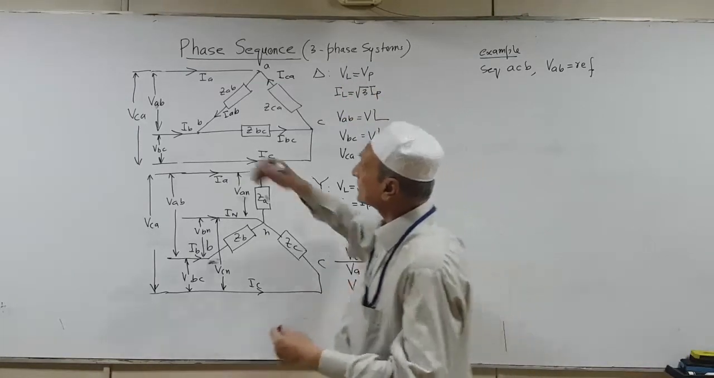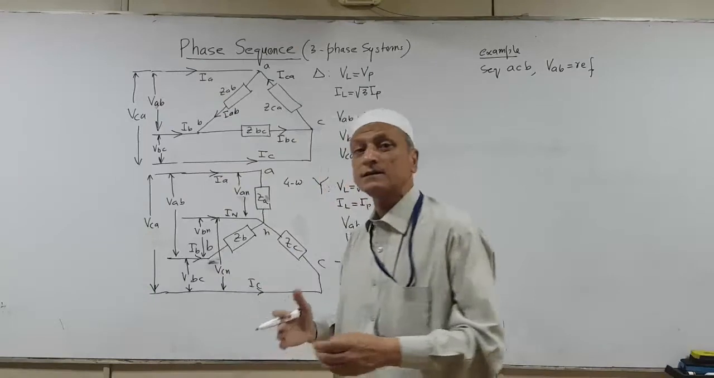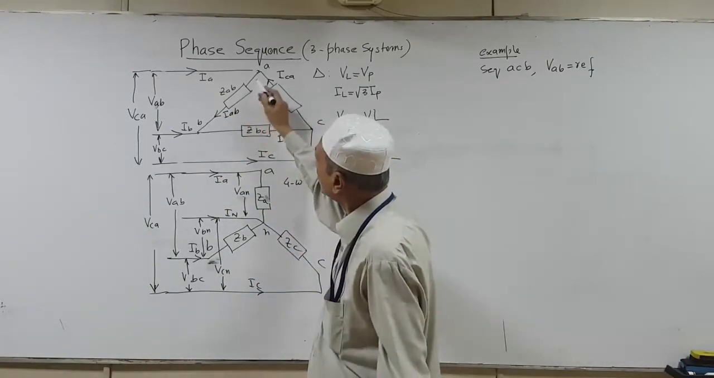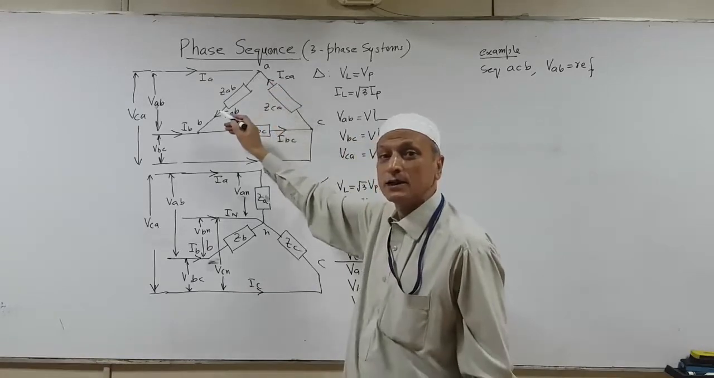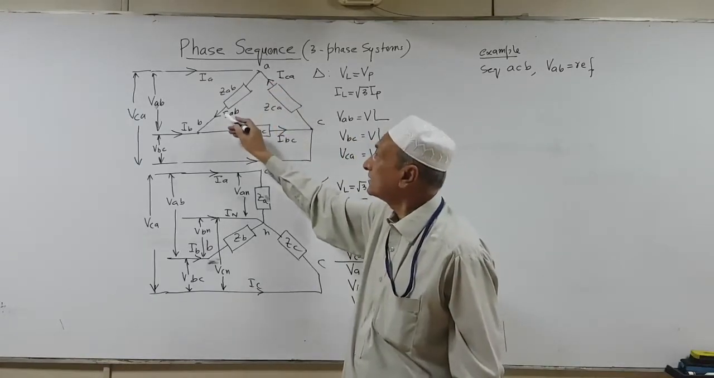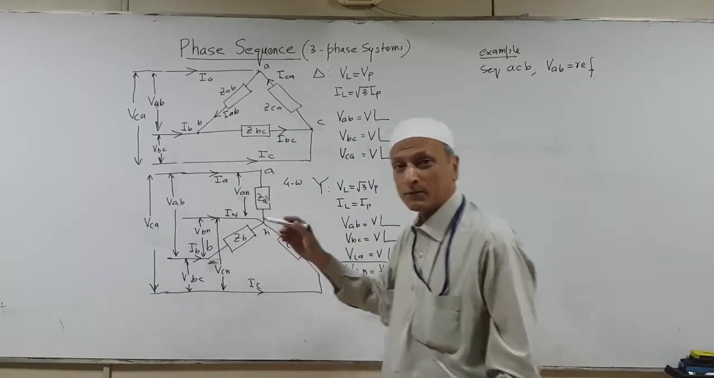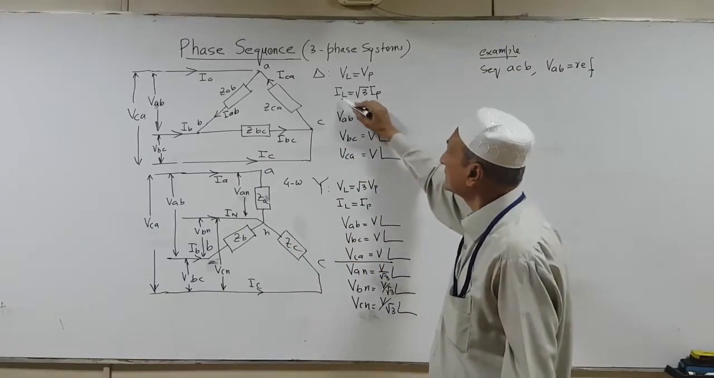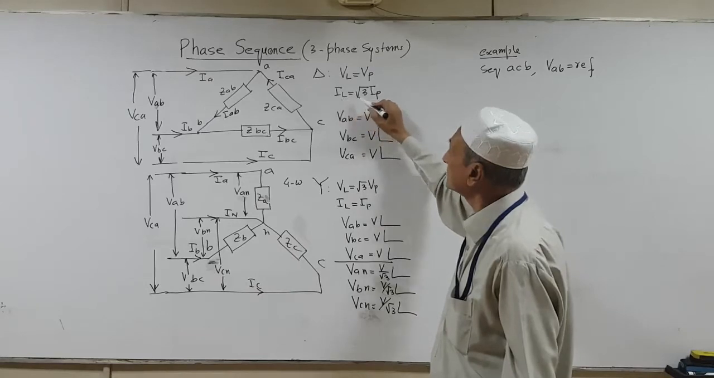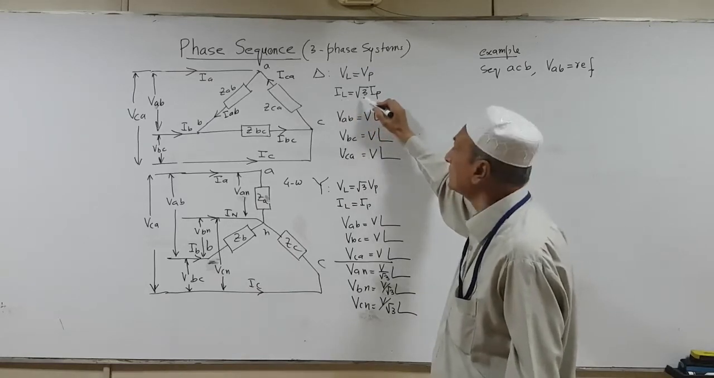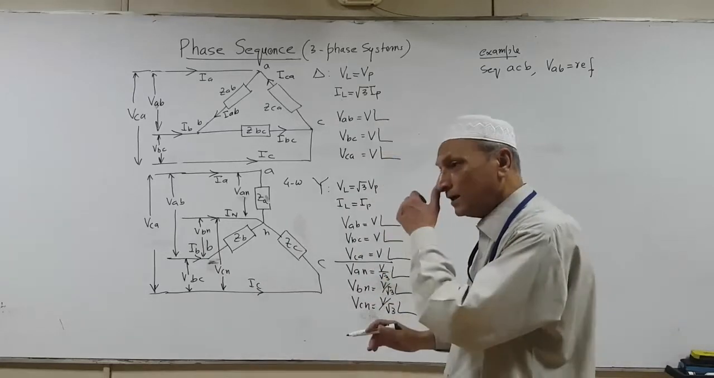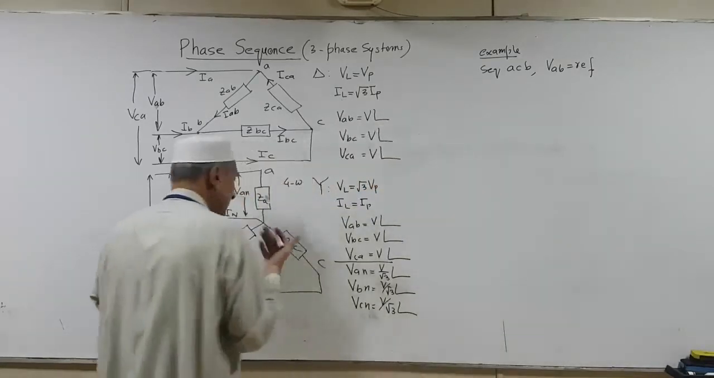However, the line currents flowing in the lines connecting the source to the load are not the same as those flowing in the individual impedances, that is, the phase currents and the line currents are different. In a balanced system, they are related as IL, the line current, is equal to root 3 times the phase current. Now, coming to the star system.